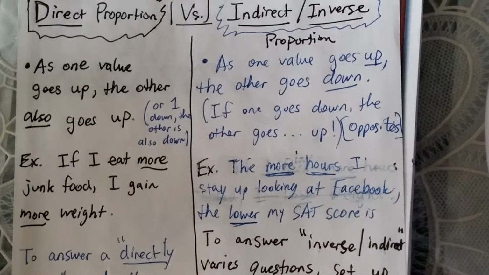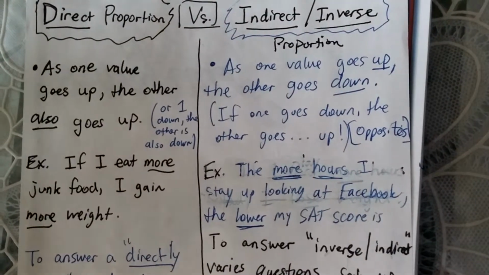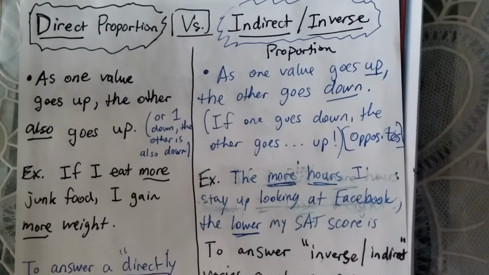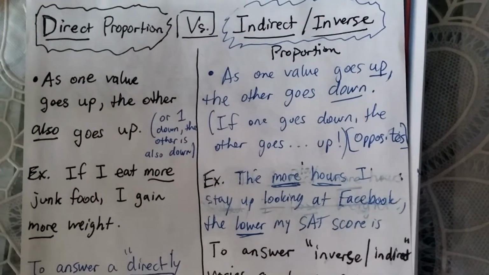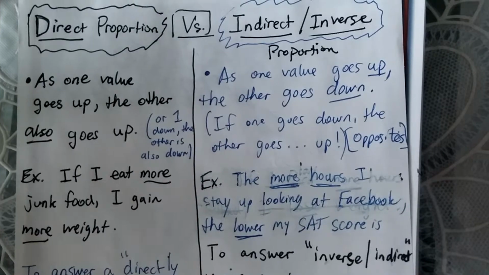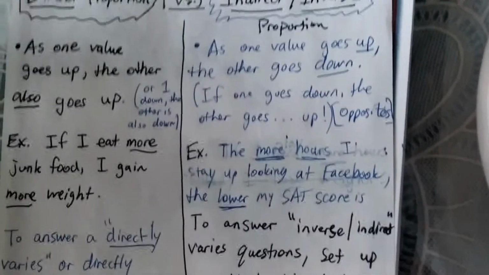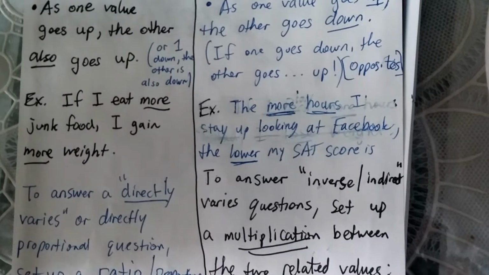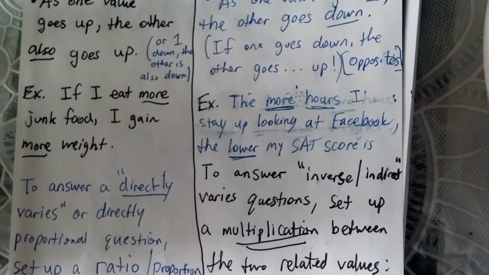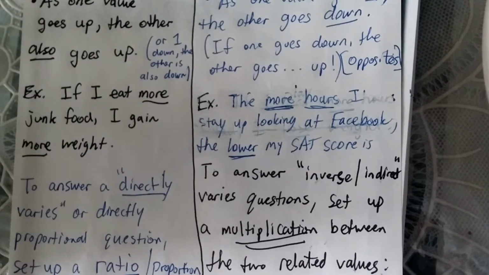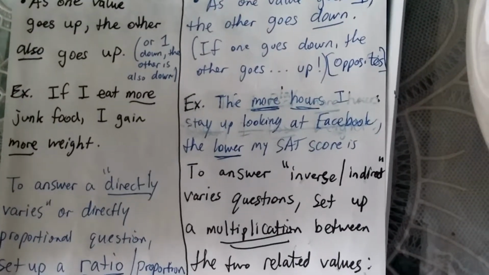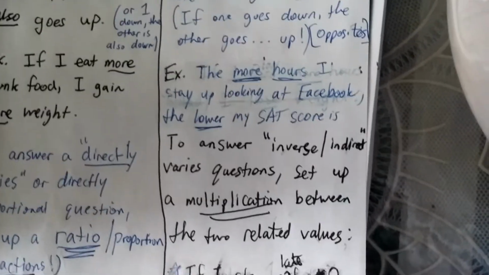Here's an example, and you may be able to relate to this. It says, the more hours I stay up looking at Facebook, the lower my SAT score is. Obviously, this is an indirect or inverse relationship because the number of hours is increasing, but the SAT score is decreasing. To answer inverse or indirect varying questions, you must set up two situations like we did before. But instead of setting up two fractions, we're going to set up two multiplication expressions between the two related situations and the two related values. You'll see how this works.